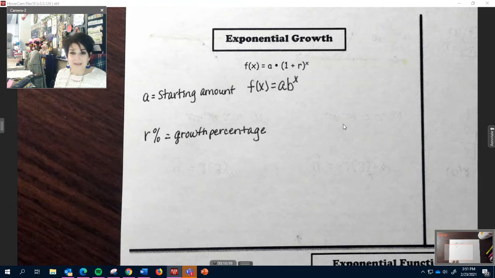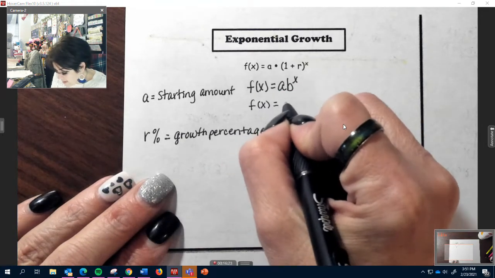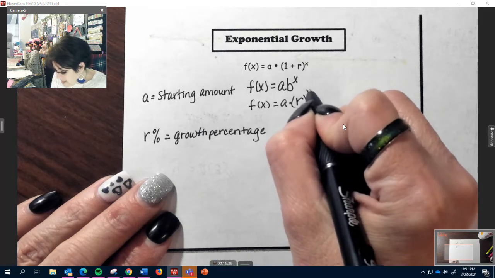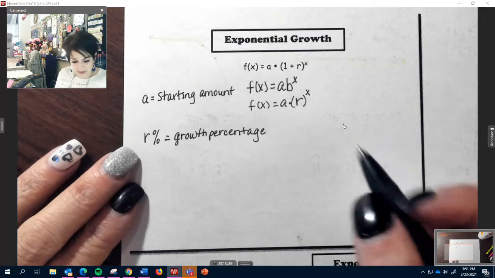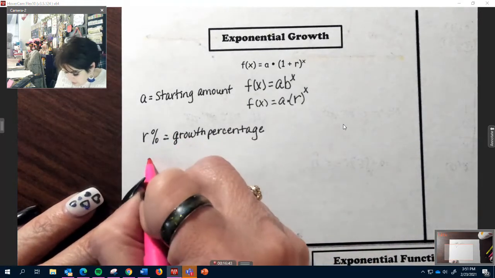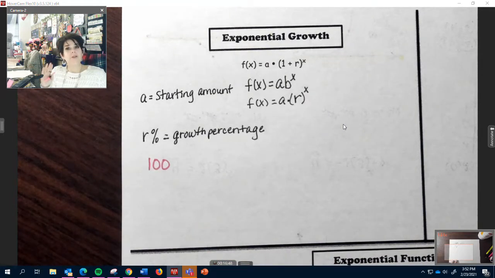And so maybe a better way to look at this one is f of x equals a times r to the x power. But r has to be a percent, and we have to look at it as if we start every problem with 100%. So you're like, okay, I'm not sure I follow. When you're going to do your r, you have to take 100. You have 100% of something, and you're either going to increase that or you're going to decrease it.